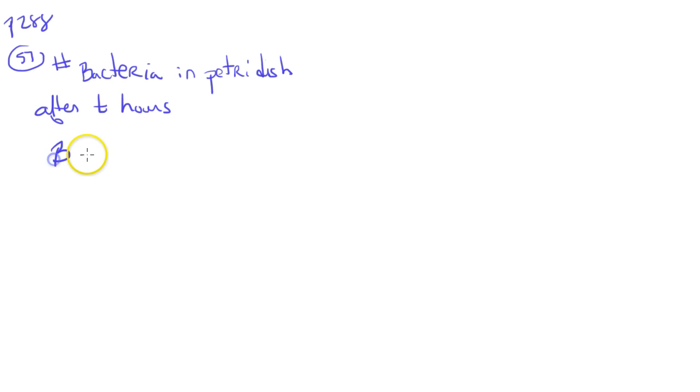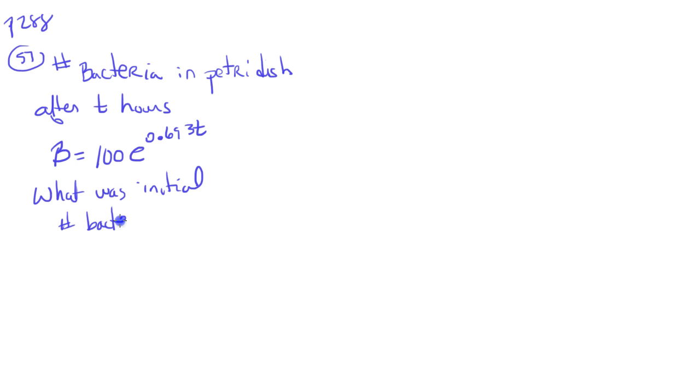So what they did is they give this formula, B equals 100 e to the 0.693t. And the question in the book asks, what was the initial number and how much was there after 6 hours?